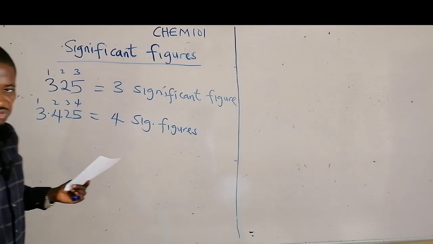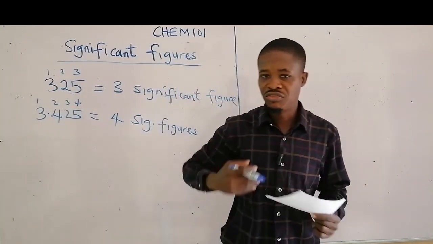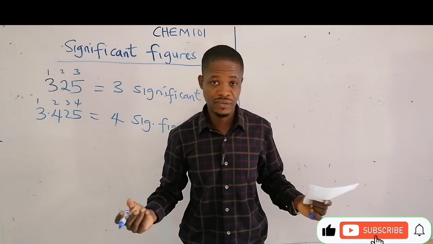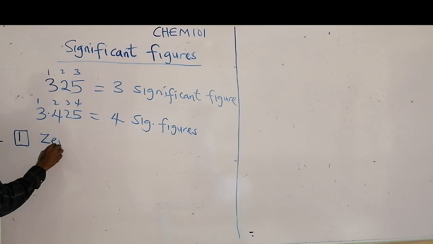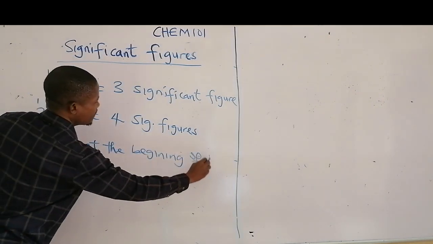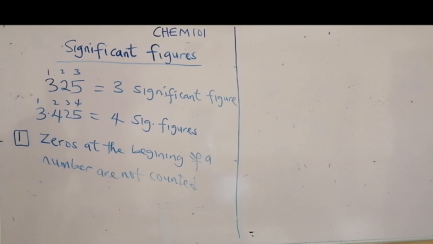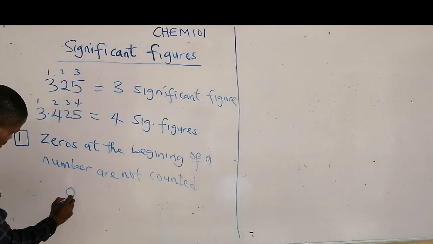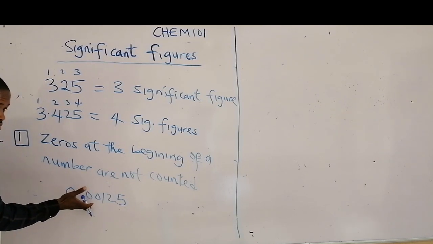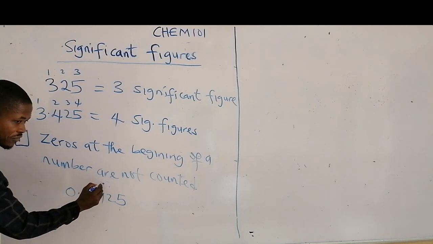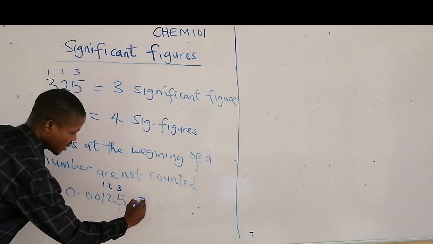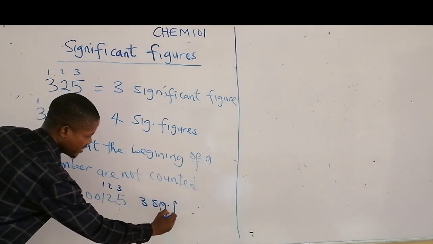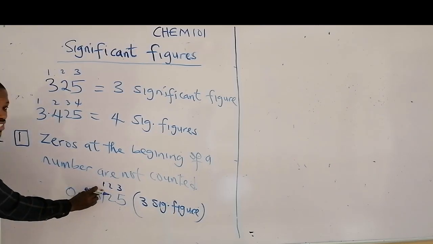And there are rules that govern how to count the number of significant figures. So let's see those rules. The first rule: zeros at the beginning of a number are not counted. When you have zeros that start a number, for example 0.001, you omit those zeros. You start from the digit where the number starts. This is 1, this is 2, this is 3. This is 3 significant figures.